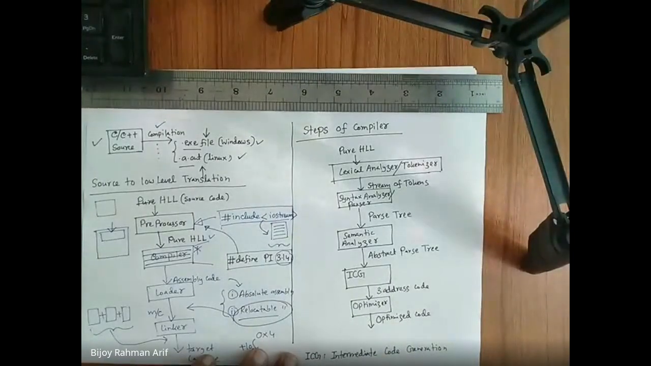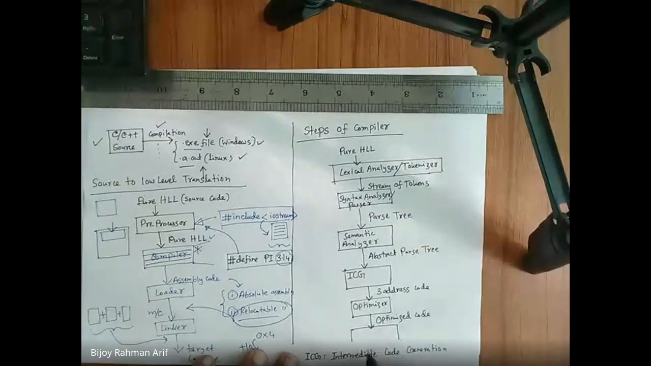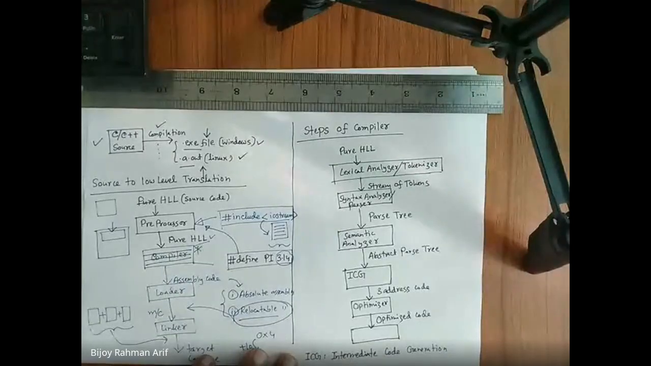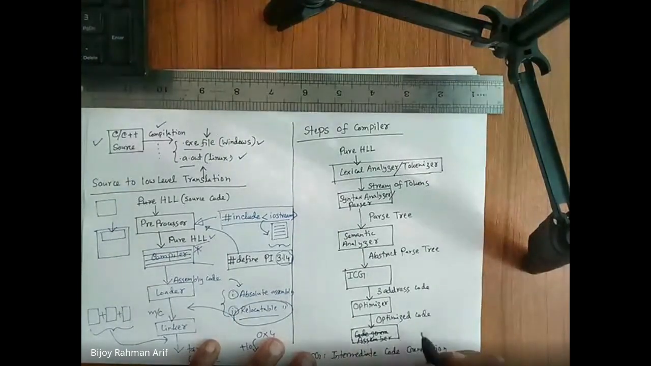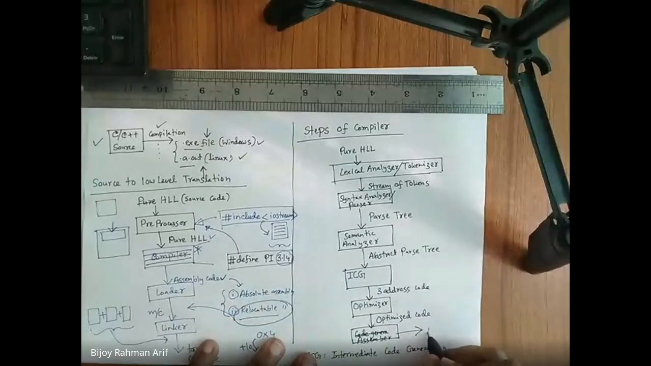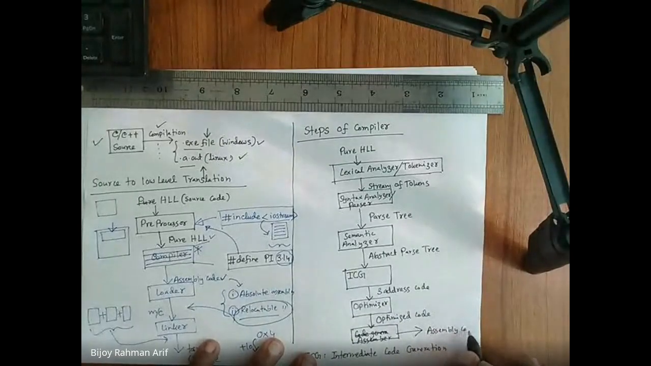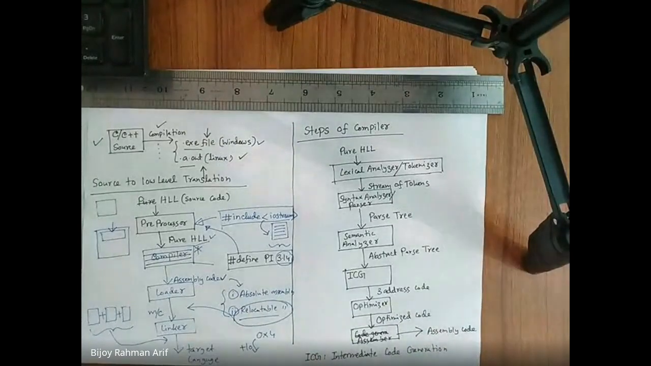And finally, we are going to pass to the code generator, the assembler, sorry. What is it going to generate? Finally, the last part is assembly code. Okay, so these are the steps of the compiler.